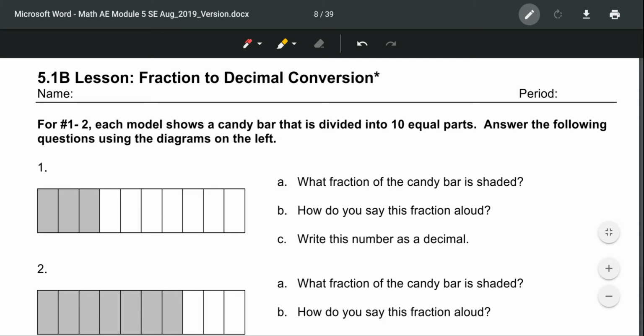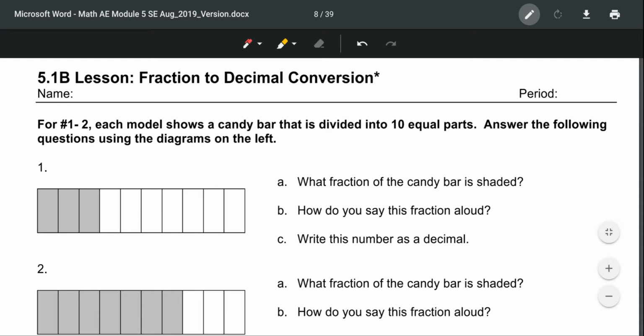Okay, lesson 5.1b is on converting fractions to decimals. So you will need pages 8, 9, and 10. However, you can do your notes on a piece of paper.